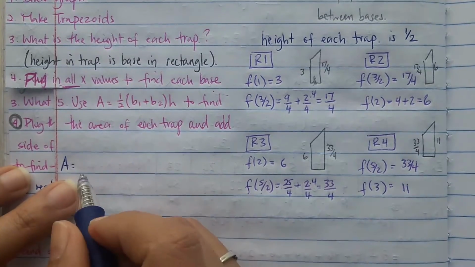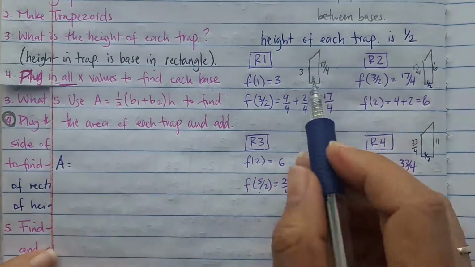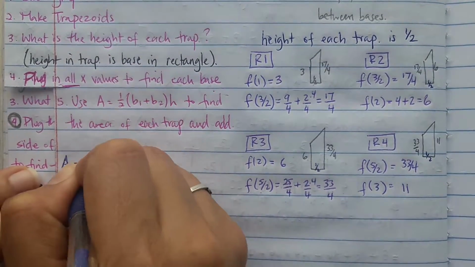I don't know why I said R1. I guess I'm used to it from the previous. It's not R1. Those are all supposed to be trapezoids, but I'll just leave it like that.